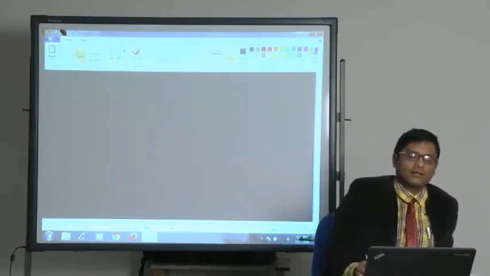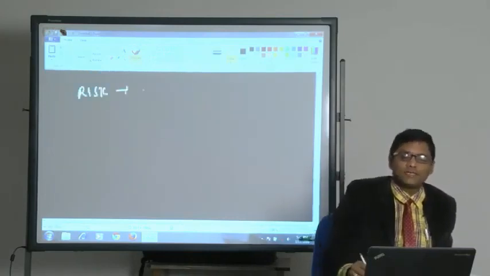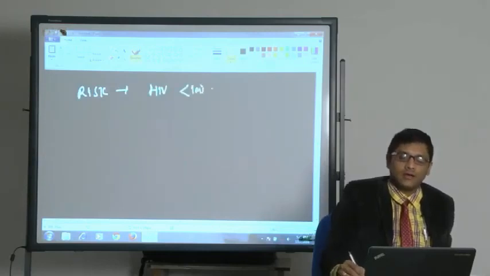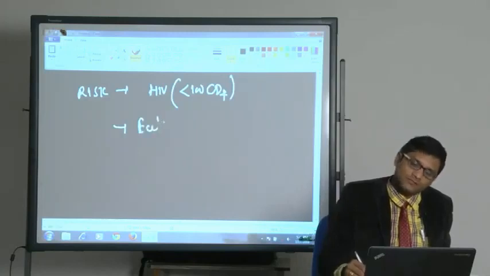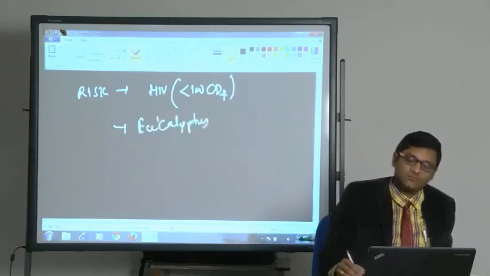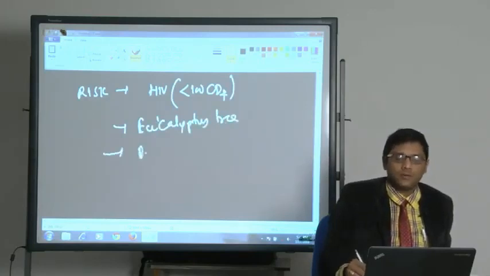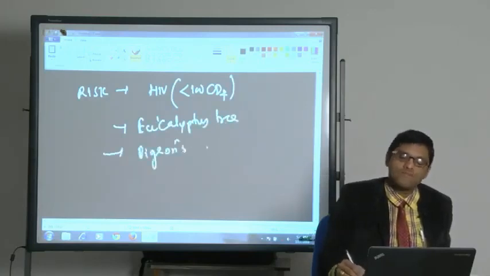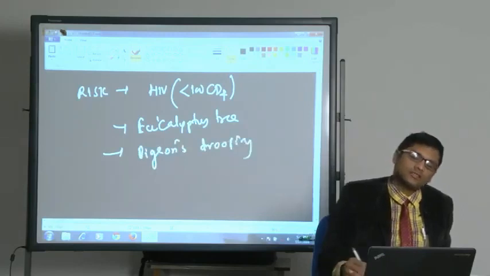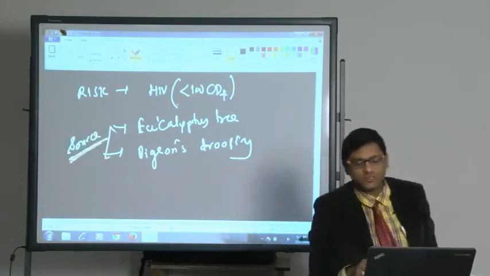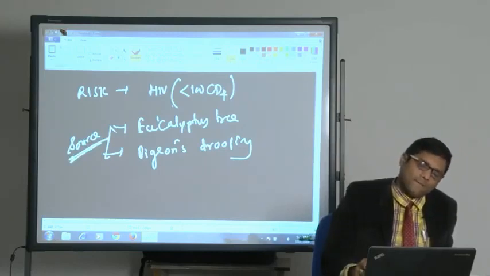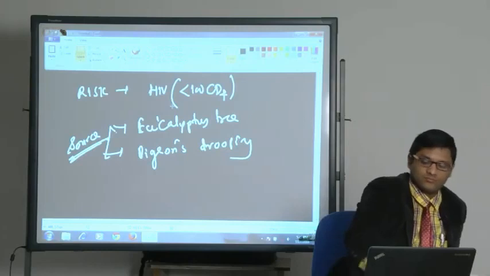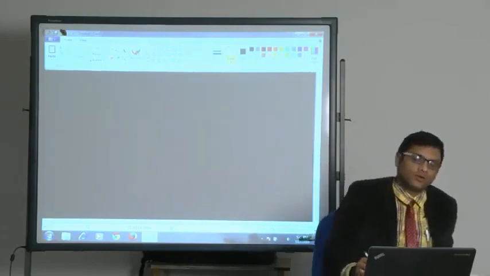Okay, so this is all about it. And regarding the risk factors, of course, HIV infected individuals with less than 100 CD4 count. Eucalyptus tree and pigeon droppings are all considered as sources of infection. So this is all about Cryptococcus.